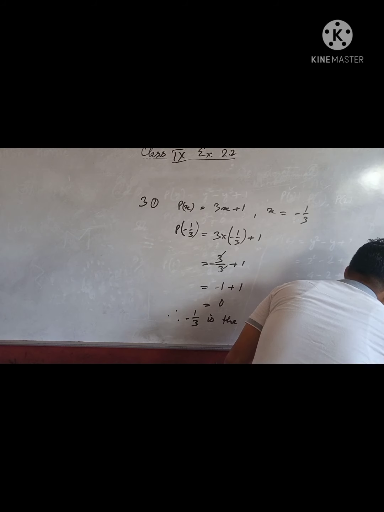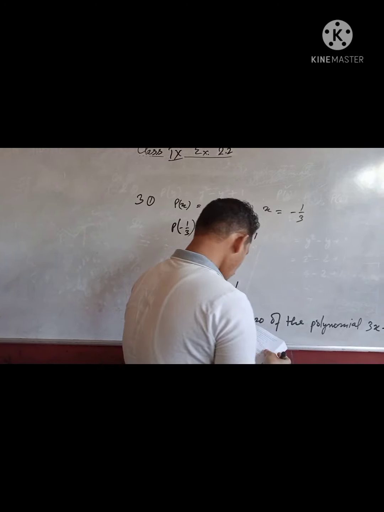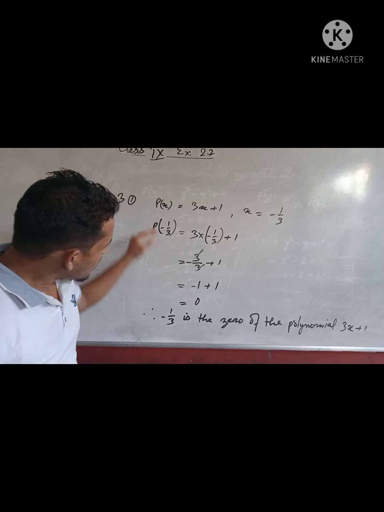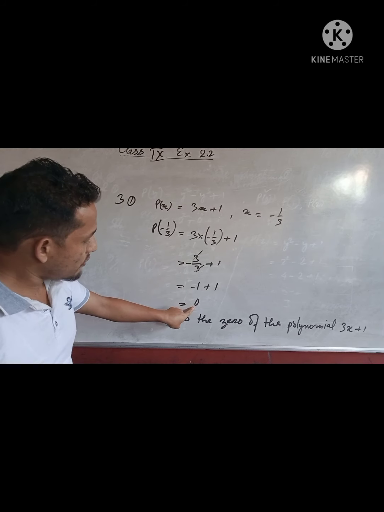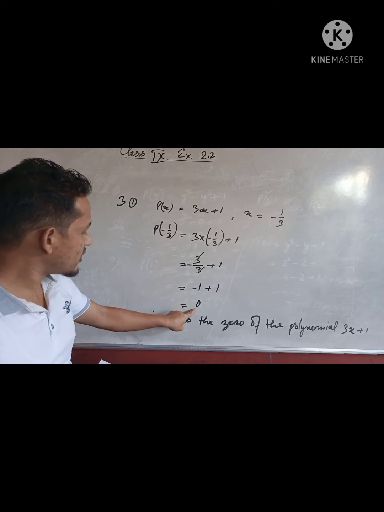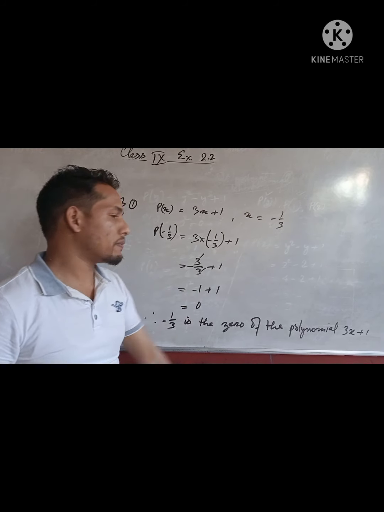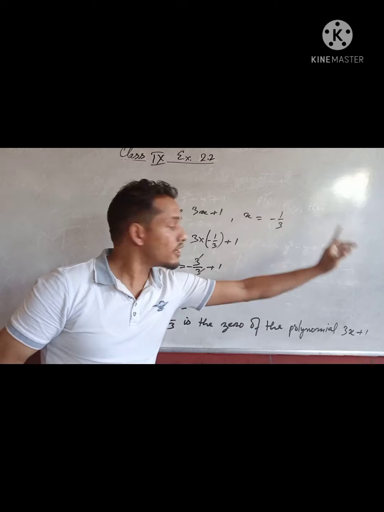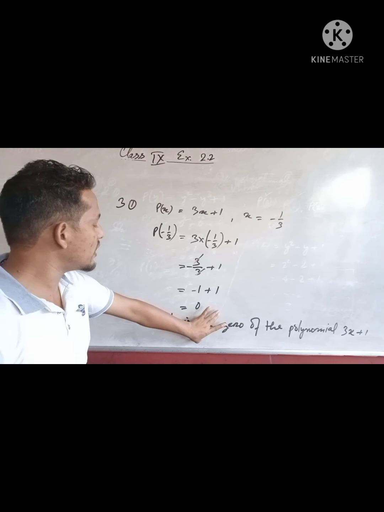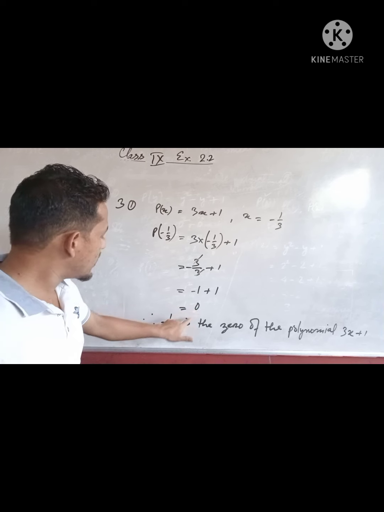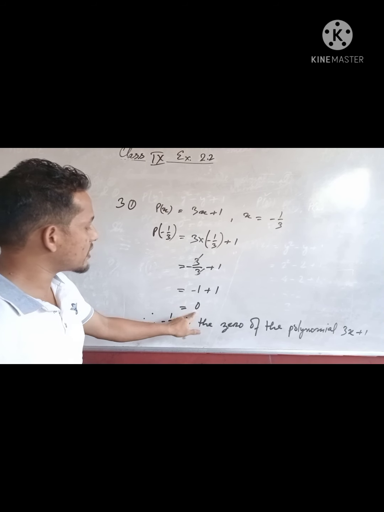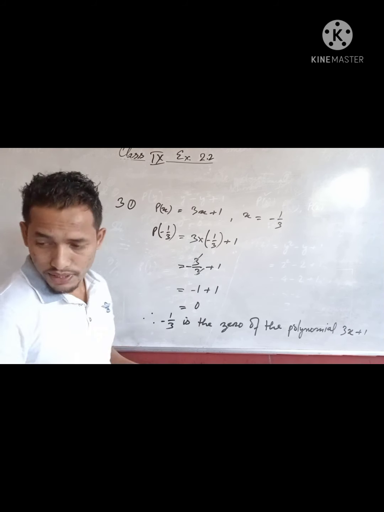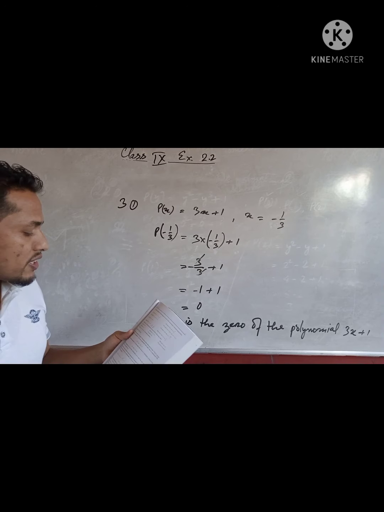Polynomial 3x plus 1. So we will be checking like this. And to write the conclusion, when you solve, if you have got any answer other than 0, then you will write therefore it is not a zero of the polynomial. And if you got 0, then you will write therefore this is a zero of the polynomial. In that way you have to write the conclusion according to the answer. If the answer is 0, then it is a zero of the polynomial. If the answer is other than 0, it is not a zero of the polynomial. So this is about question number 3.